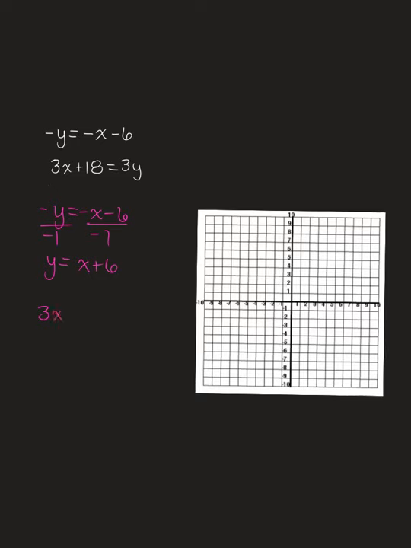This second graph here, I just need to get y by itself. So I can divide by 3, and I get x plus 6 is equal to y. And you can actually change it around to be y equals x plus 6. So if I graph these, I start at 6, my slope is 1, so I go up 1 over 1, or down 1 to the left 1.